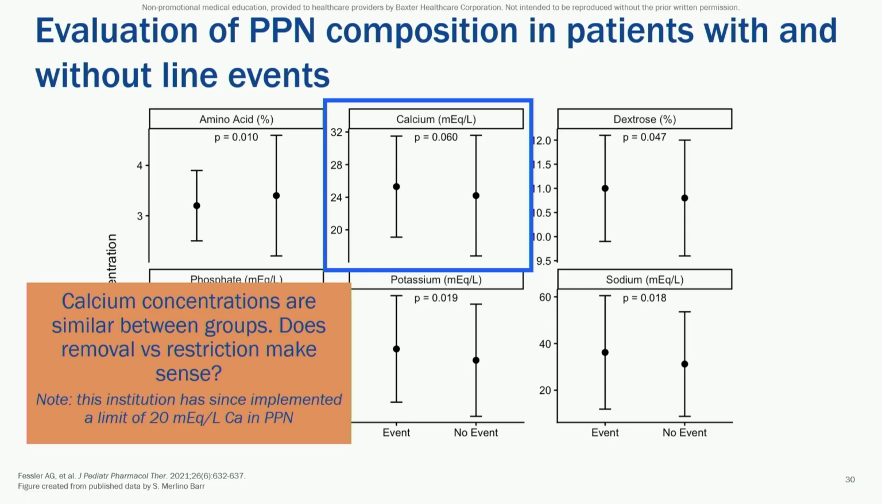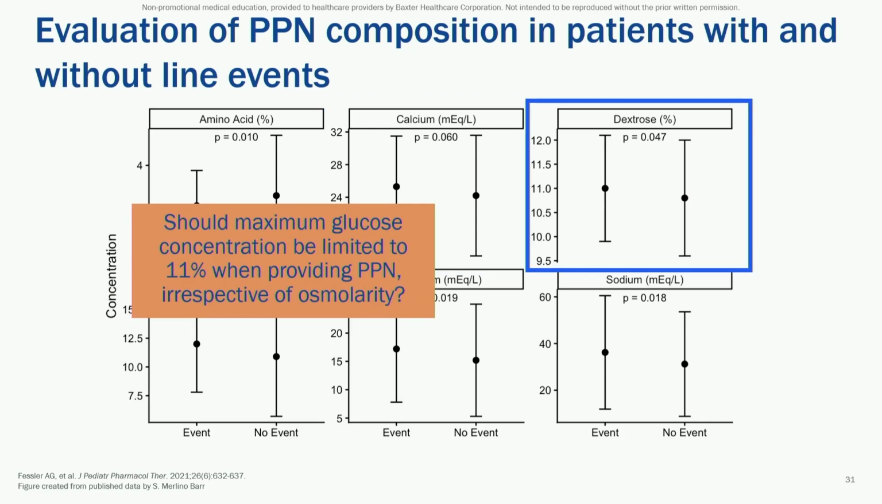So they were asking, well, does it really make sense to eliminate or reduce calcium content within their PPN based on their own data? Of note, their institution has since implemented a limit of 20 milliequivalents per liter calcium in their PPN since this publication. They found that infants with a line-related event tended to have a higher dextrose concentration. So they hypothesized, should maximum glucose concentration be limited to 11% when providing PPN, irrespective of osmolarity?